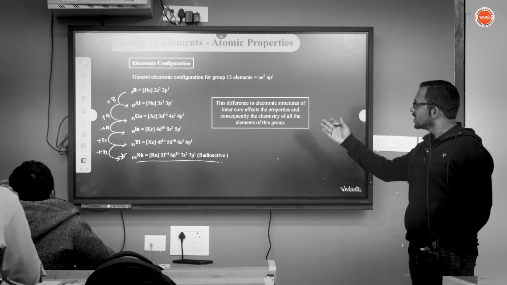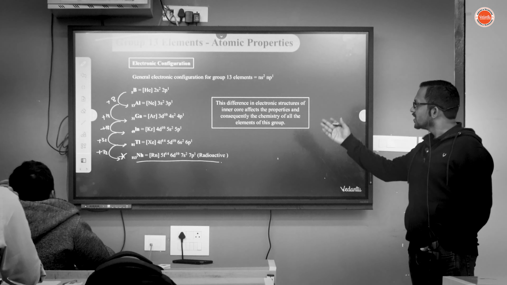Because at the start I asked in which element you get the d orbitals, and I said gallium only. So you remember the poor shielding effect. What is the order of the shielding effect? s is greater than p is greater than d is greater than f. So d orbitals show poor shielding. As a result of the poor shielding, the attraction between the nucleus and the outermost electrons increases. As a result, the atomic radius decreases.